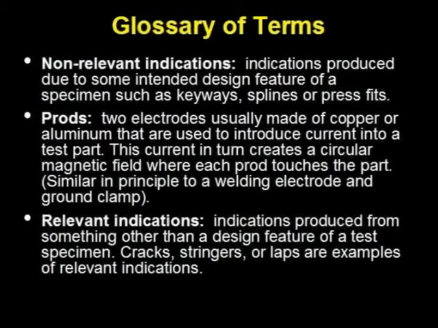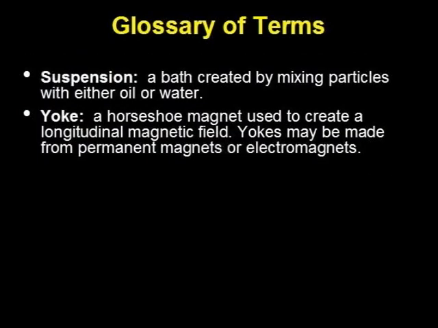Relevant indications are indications produced from something other than a design feature of a test specimen. Cracks, stringers, or laps are examples of relevant indications. A suspension is a bath created by mixing particles with either oil or water. A yoke is a horseshoe magnet used to create a longitudinal magnetic field. Yokes may be made from permanent magnets or electromagnets.